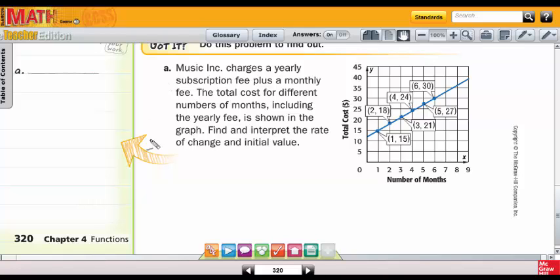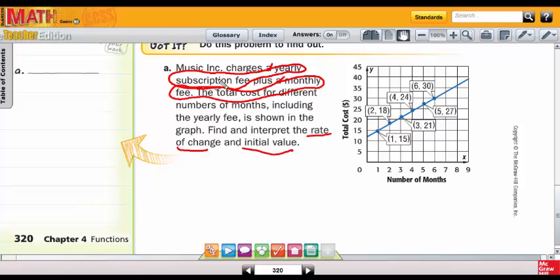In letter A, we are told that Music Inc. charges a yearly subscription fee plus a monthly fee. So you should recognize that we're looking for a yearly subscription fee, and we are also looking for a monthly fee. So two different things. The total cost for different number of months, including the yearly fee, is shown in the graph. Find and interpret the rate of change and initial value. So these are the two things we need to look for, rate of change and initial value.